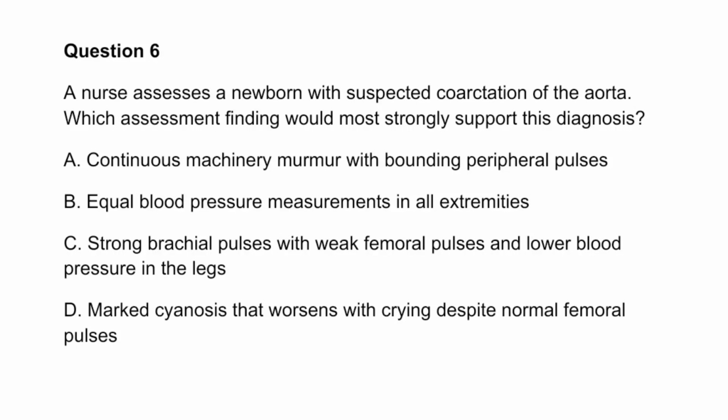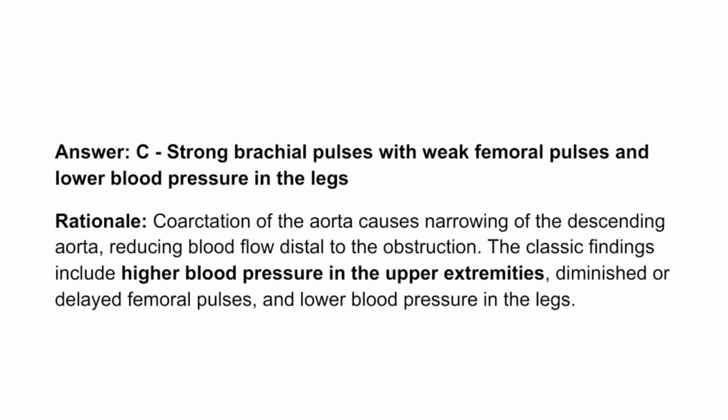C. Strong brachial pulses with weak femoral pulses and lower blood pressure in the legs. D. Marked cyanosis that worsens with crying despite normal femoral pulses. Answer. C. Strong brachial pulses with weak femoral pulses and lower blood pressure in the legs.